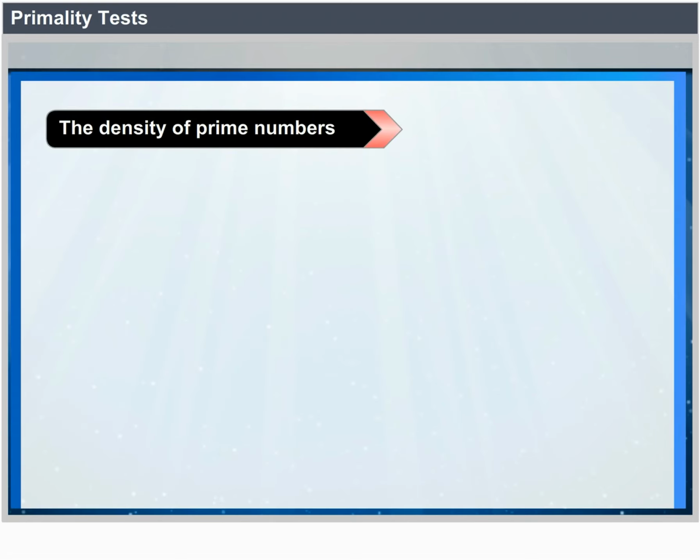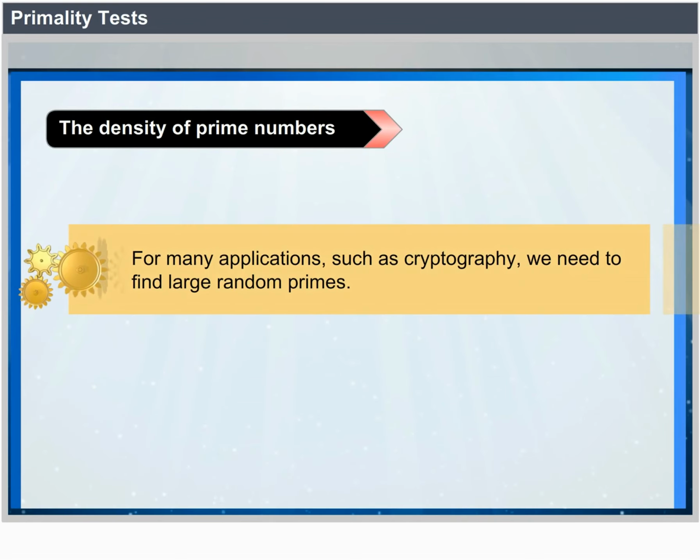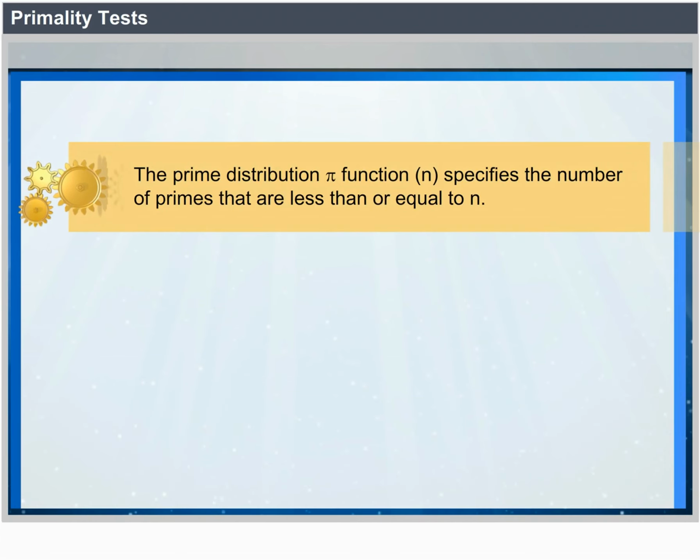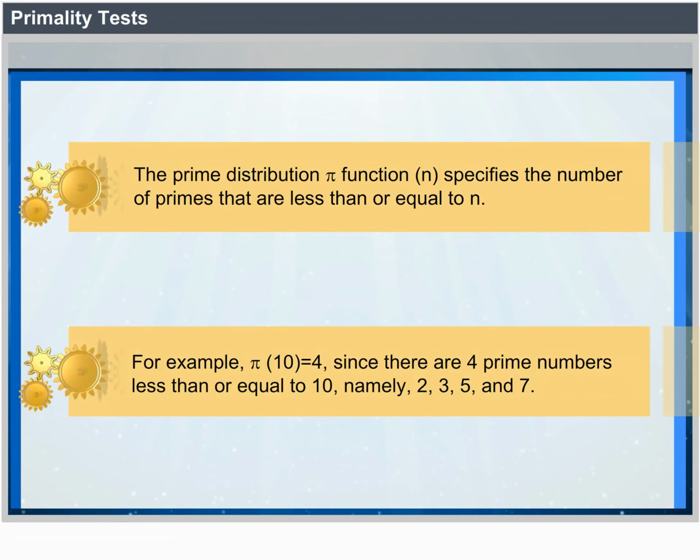For many applications, such as cryptography, we need to find large random primes. Large primes are not too rare, so that it is feasible to test random integers of the appropriate size until we find a prime. The prime distribution function π(n) specifies the number of primes that are less than or equal to n. For example, π(10) = 4, since there are 4 prime numbers less than or equal to 10, namely 2, 3, 5 and 7.